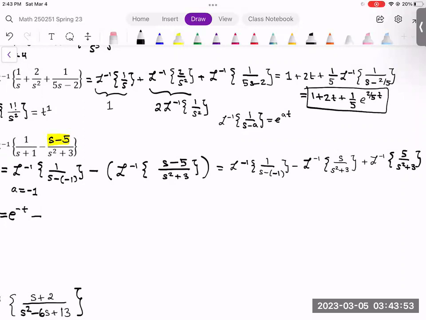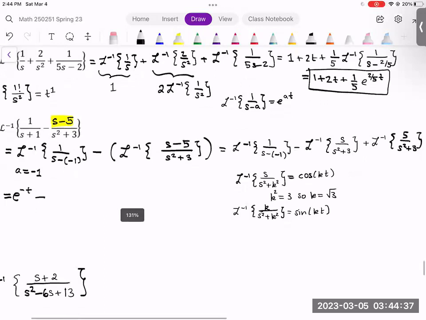So in our case, we're matching the inverse Laplace transform of s over s squared plus k squared, which is going to be equal to cosine of kt. So here k squared equals 3, so k equals square root of 3. And then the inverse Laplace transform of k over s squared plus k squared is sine of kt.